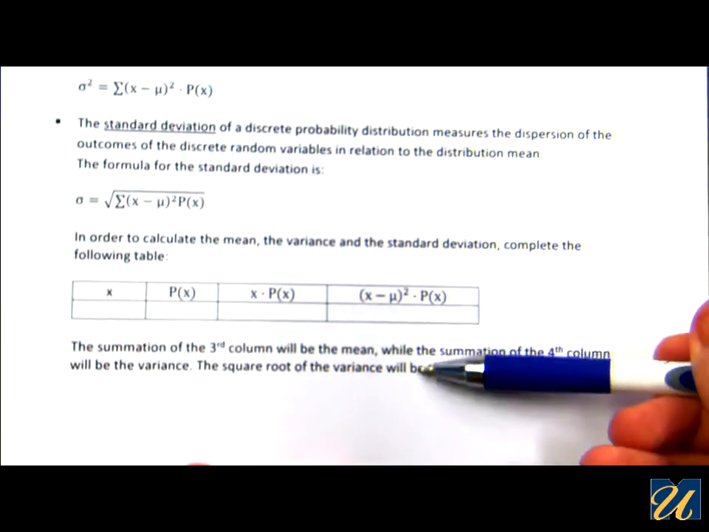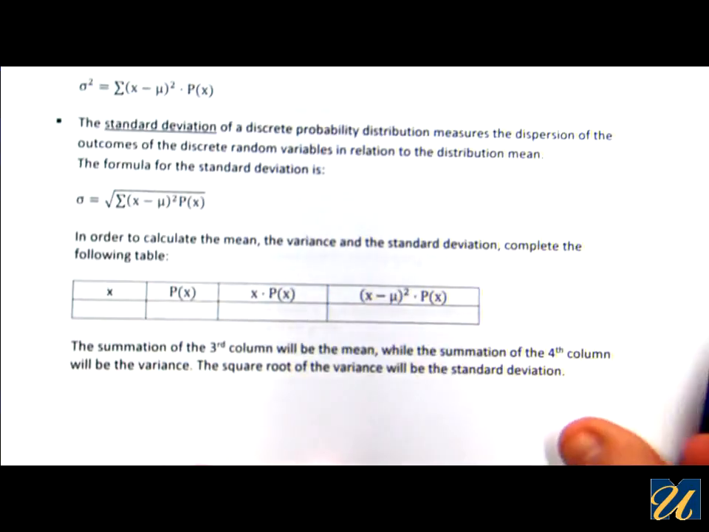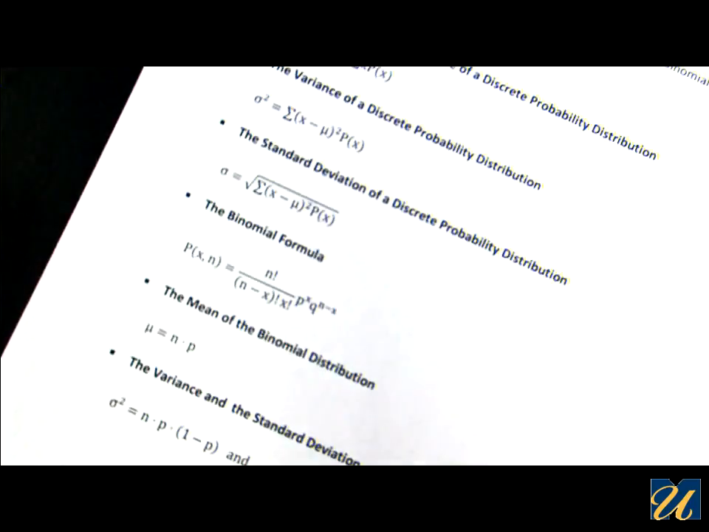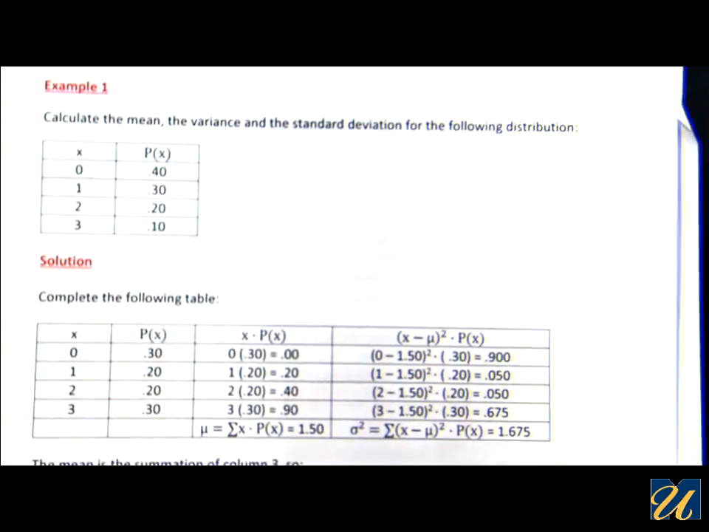The summation of this column will give you the variance, the summation of this column will give you the average. Be very, very careful when you calculate your average. You don't want to make a mistake in the average, because if you make a mistake in the average, your variance will be wrong and your standard deviation therefore will also be wrong.